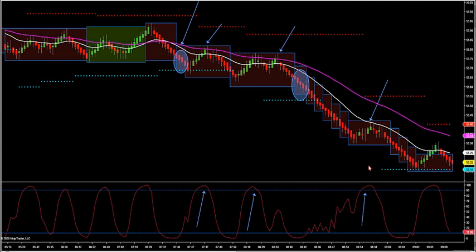This works on all time frames, all markets. I don't care: ETFs, stocks, futures, currency, Forex. You want to participate when there's speed. Speed tells us we're going to have a snapback and retracements for continuation patterns. All right?